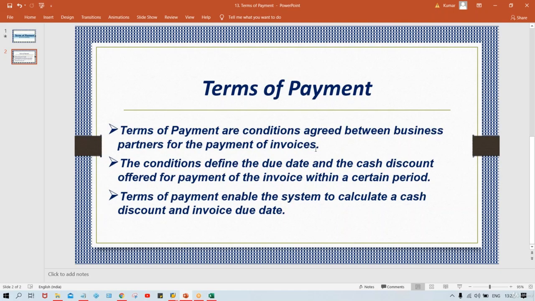Generally, if you talk about terms of payment, we cannot keep it as a part of payable only. It could be part of receivable also, because terms of payment, whichever is going to be set up, is set up for both customer and vendor. So either you can keep it separately, or some people keep it as a part of payable and some people keep it as a part of receivables.